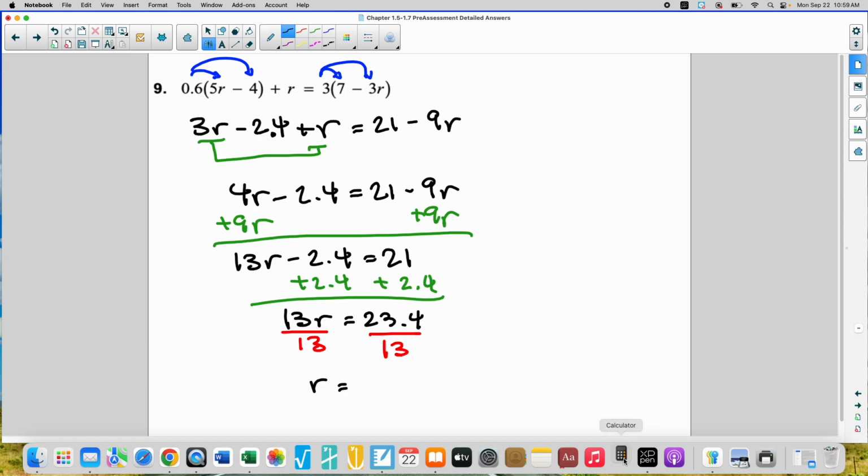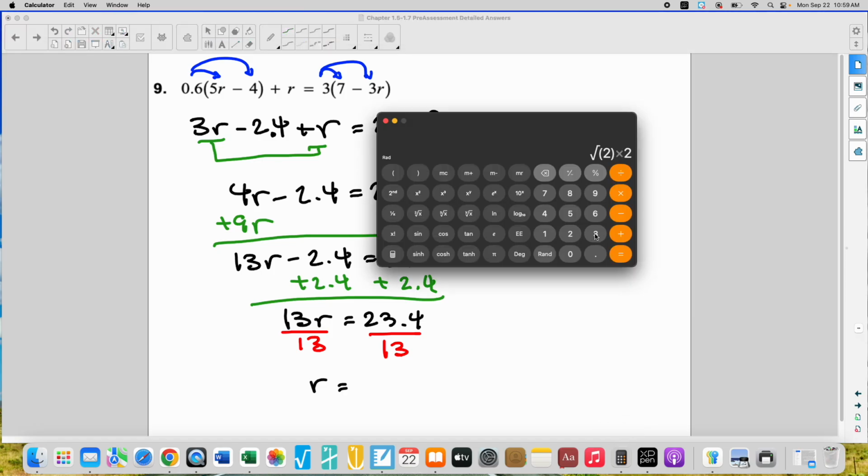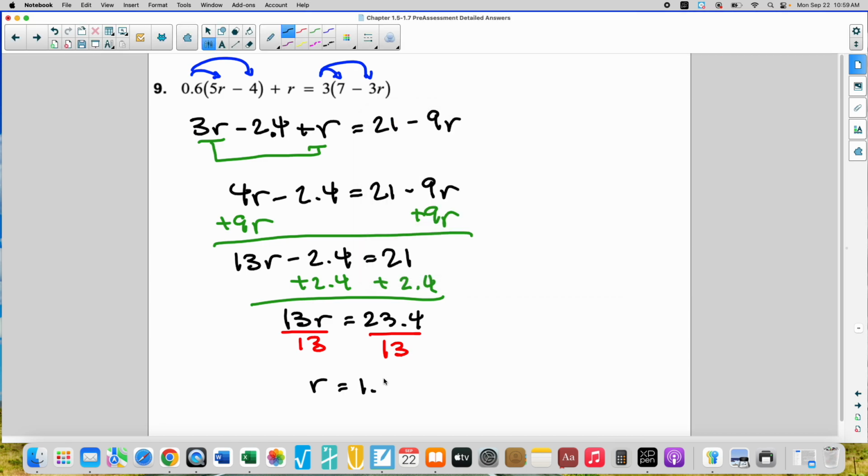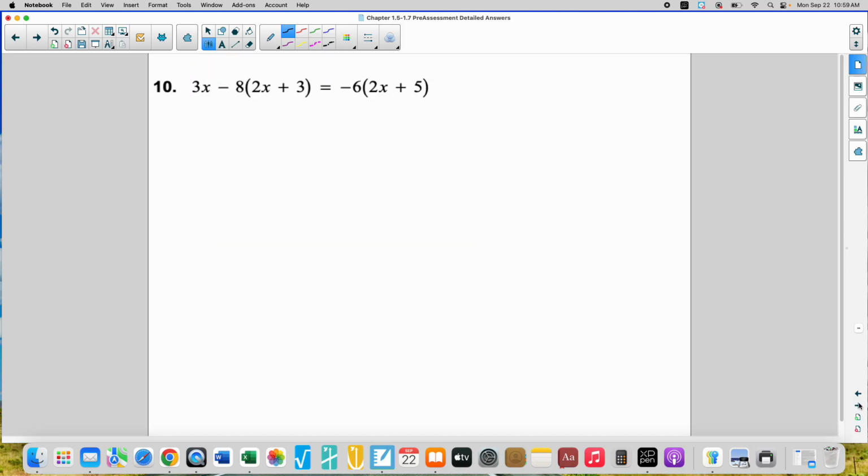We're going to use our calculator, 23.4 divided by 13. 1.8. And it's positive 1.8. Nice? Good. Okay. Excellent.